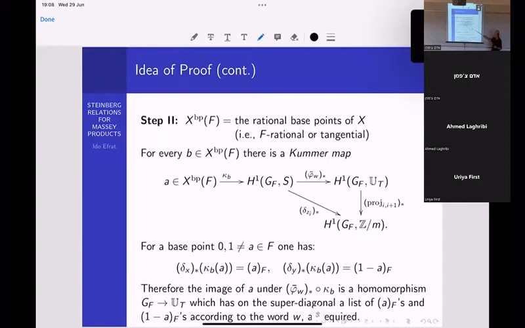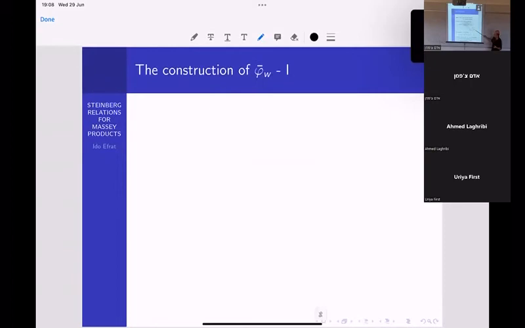All that remains is to construct this homomorphism phi bar. How do we construct it? It will come in several steps.